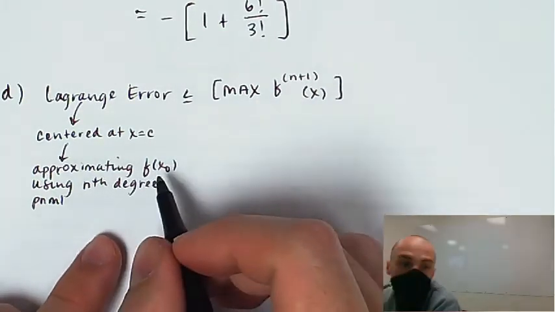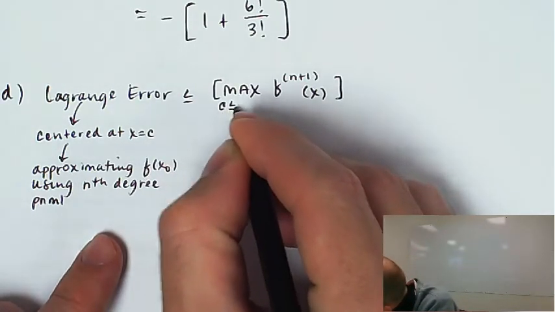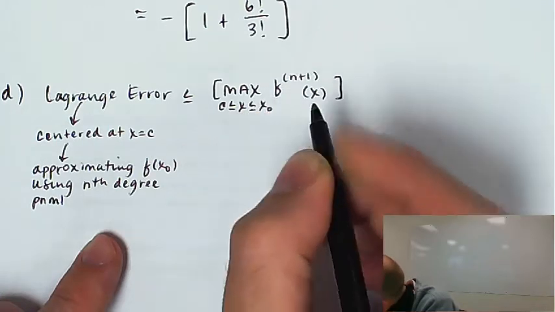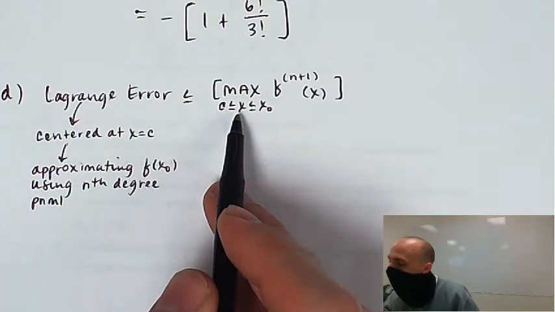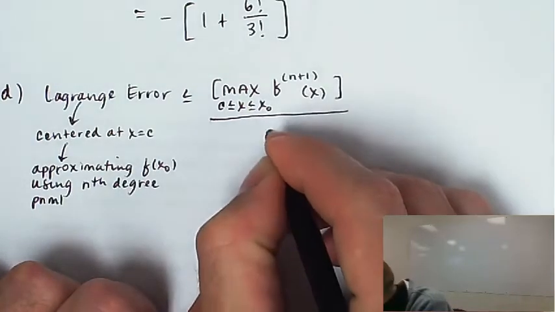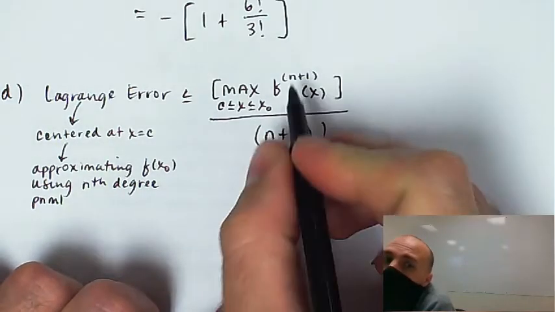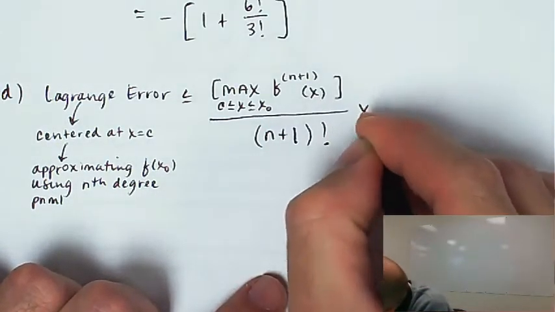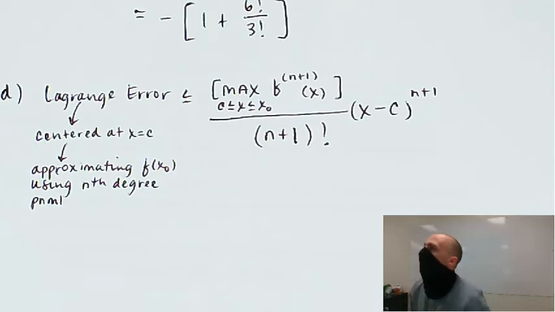So that's why we use the n plus first derivative, the maximum possible value. And I'm going to assume with no loss of generality that x0 is greater than the centering point. So I'm going to say for c is less than or equal to x is less than or equal to x0, the approximation point. If the approximation point was to the left of the centering point, it would just be the opposite: x0 less than or equal to x, less than or equal to c. Okay, we take that, we divide by n plus 1 factorial, because it's the next derivative. Next derivative, next factorial, next power. I guess it's x minus c to the n plus 1. But since we're centered at 0, all of that's going to become 0, right?